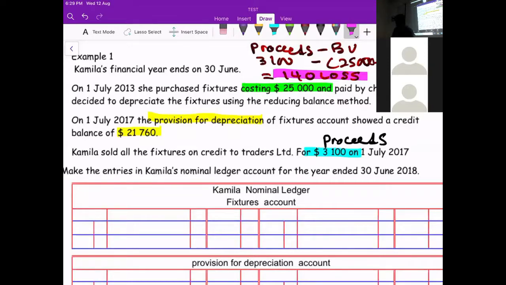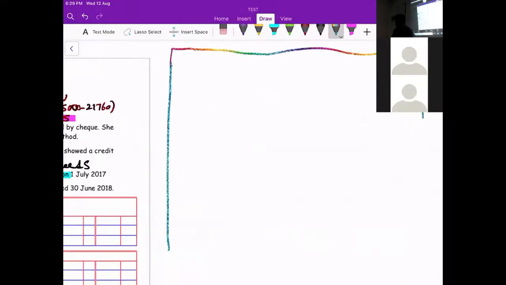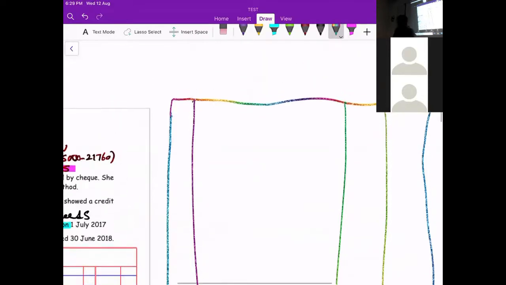I'll do it here. This time I want to do it with the dates. Just now I didn't emphasize the dates. Now I want to emphasize the date. So you add one more extra line for the date also. Sometimes the question will ask you to do the journal with the date, so you need to know the date also.